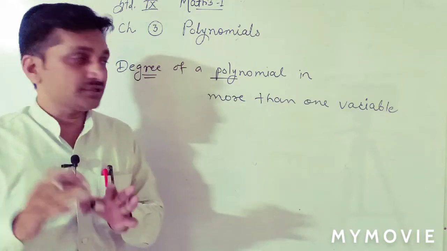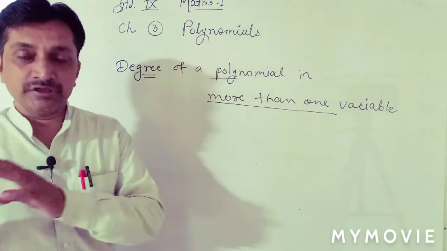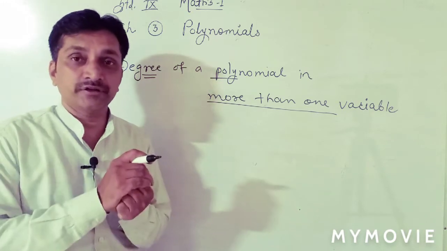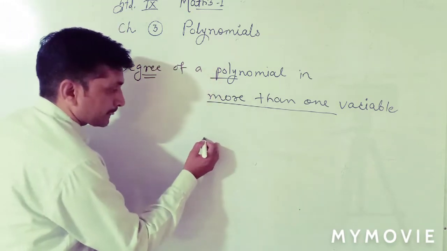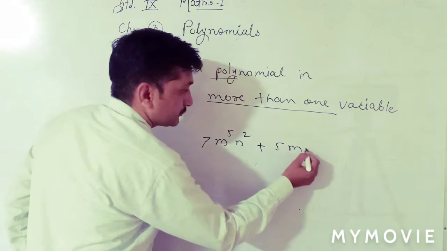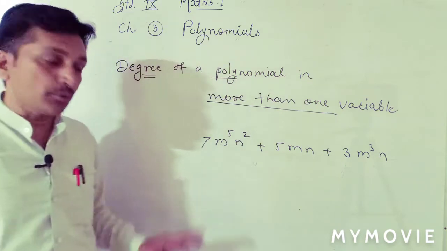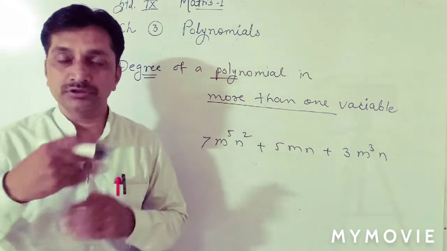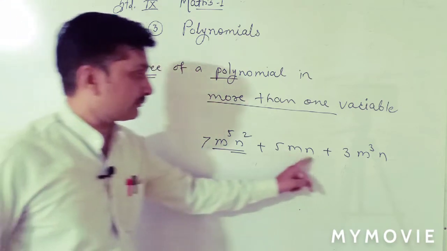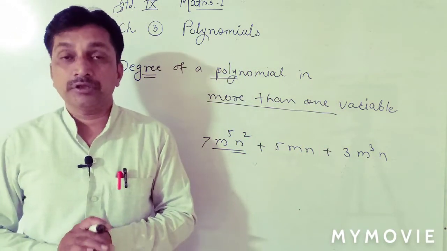Now next point is degree of a polynomial in more than one variable. If in that polynomial variables are more than one, then what is the degree? For example, 7m raised to 5 n square plus 5mn plus 3m cube n. How many terms? 1, 2, 3. This is trinomial based on the terms. Okay, but we want a degree of that, and variables are 2, mn, more than one variable. Sometimes 3 variables will be there. Then what is the degree of that?